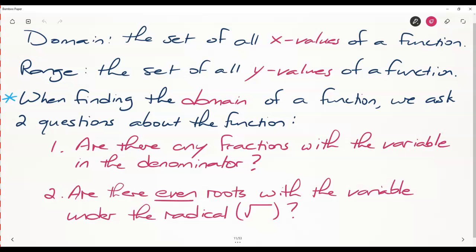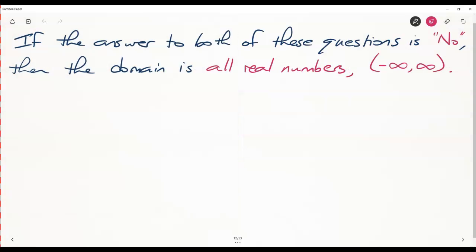So first off, if the answer to both of those questions is no, the domain is all real numbers. Again, we're going to see an example later on in the semester. Logarithmic functions are going to be the only exception to this. Well, piecewise functions too, but we'll see piecewise functions in chapter 2. But in general, if we ask those two questions about that function, and both those questions are no, all real numbers is a pretty safe bet for its domain.